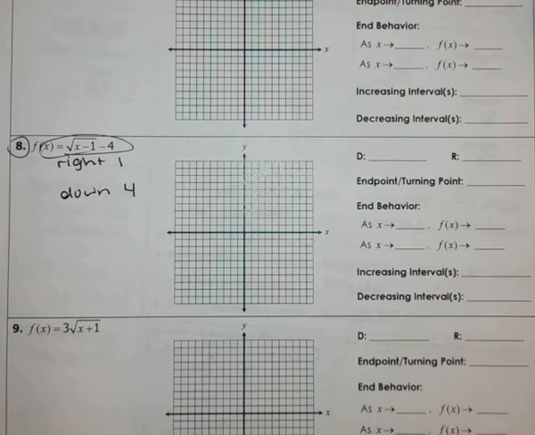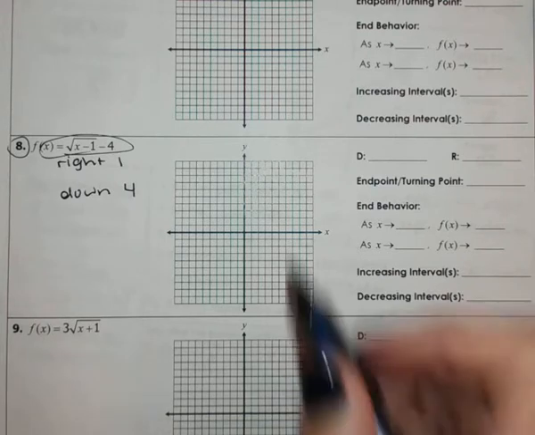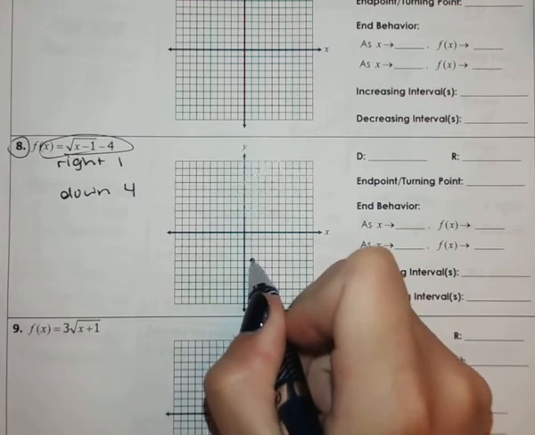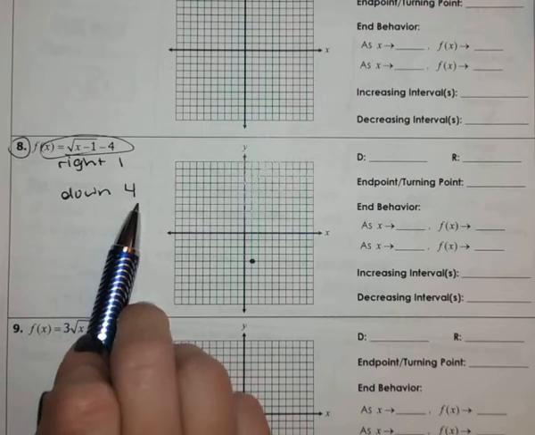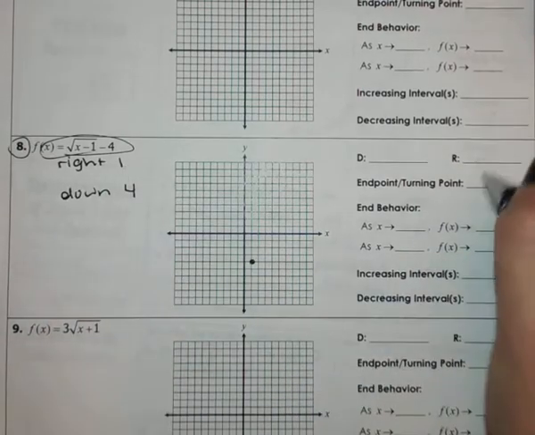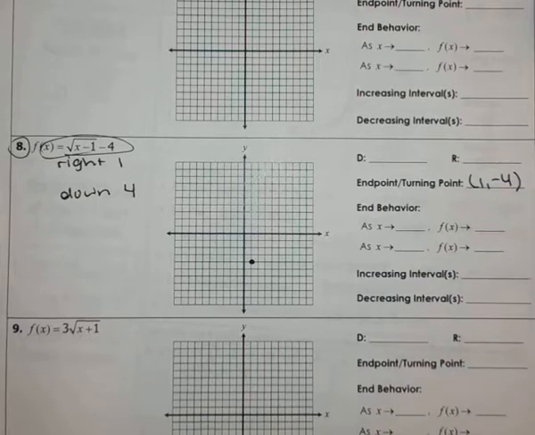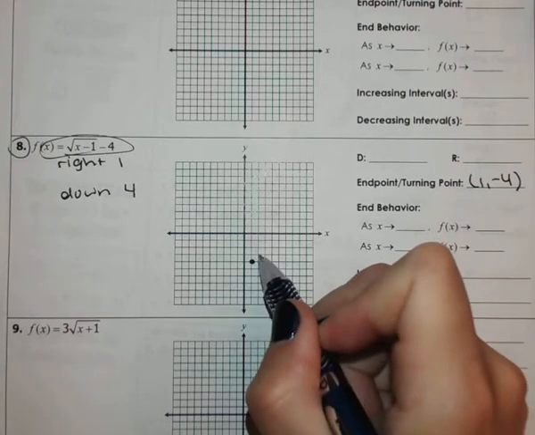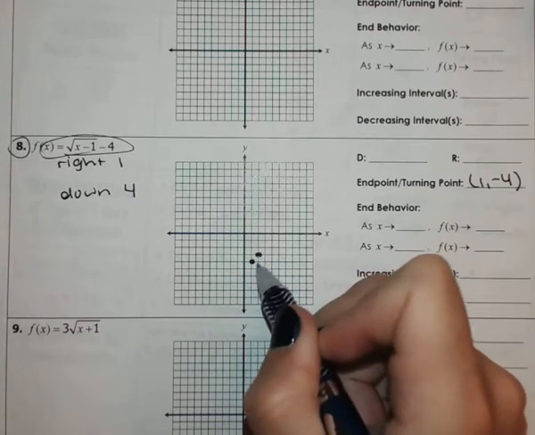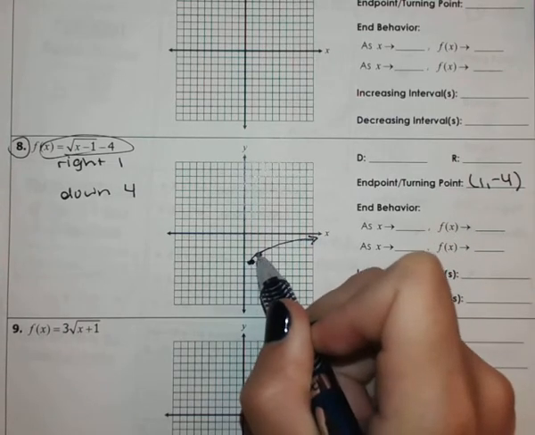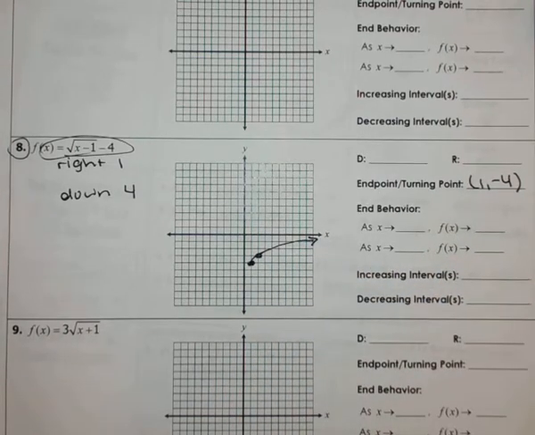And so when I do that in Desmos, I see (1, -4). And again, that's because I'm shifting right 1, down 4. That's actually your endpoint or your turning point, (1, -4). And then we had (2, -3), and then it shoots off to the right. So here's our square root function.